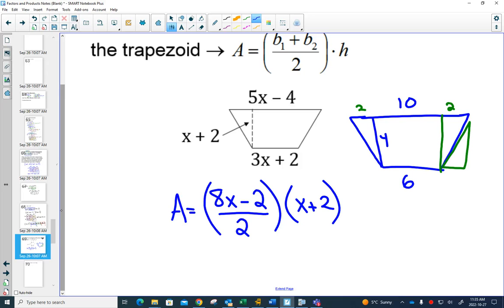How do you divide a binomial by a monomial? Like if this is divided by 2, can you simplify this? Right? It's going to be a 4x minus 1. You have to divide everything by the 2. Kind of like distribution. So if you're dividing it by 2, you're going to get 4x minus 1. And that's going to get multiplied by x plus 2.